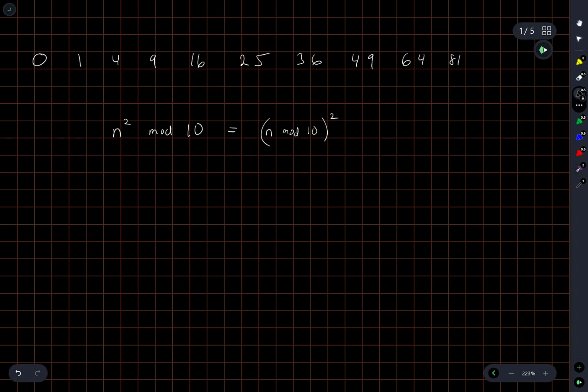So what's missing? We're missing 2, 3, and 7. So the answer to this is the units digit can be anything except for 2, 3, and 7.